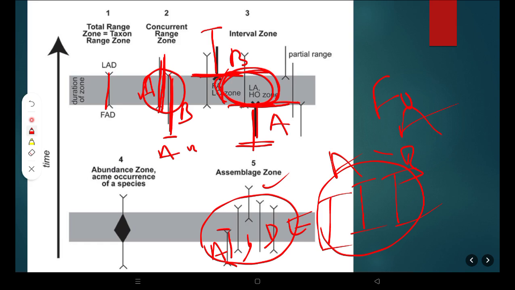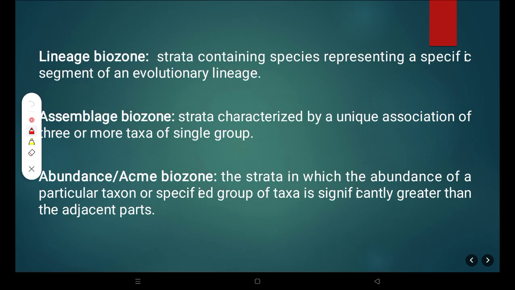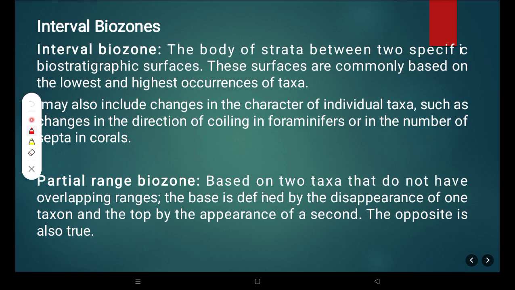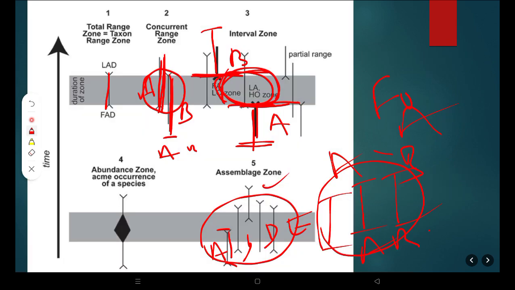So this is the assemblage zone. This is also very simple. Like here we can name, here A, B, C, D, E are there, so we can name A, B, C, D, E assemblage zone, biozone. Then the abundance or acme zone: the strata in which the abundance of a particular taxon or specified group of taxa is significantly greater than the adjacent part. So this is also very simple.